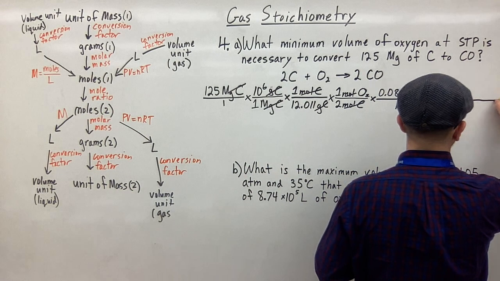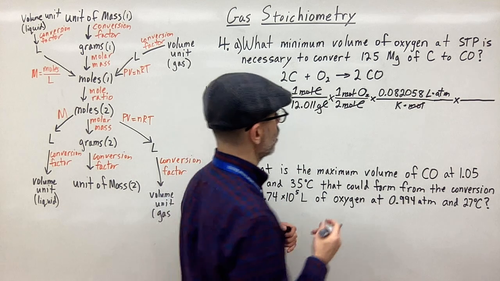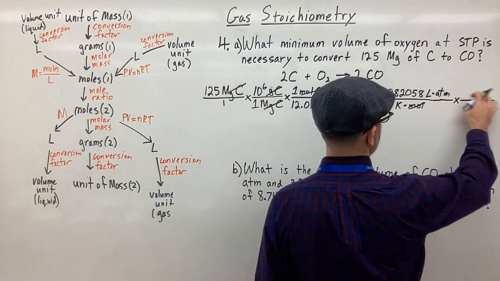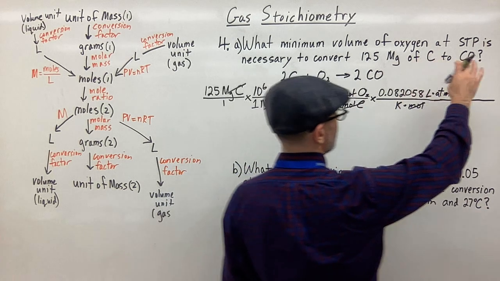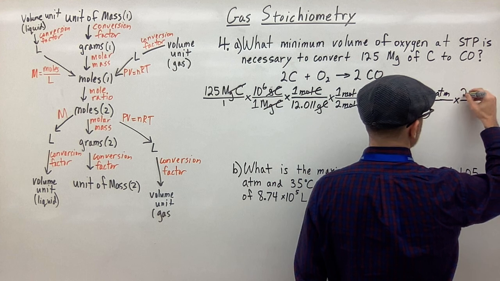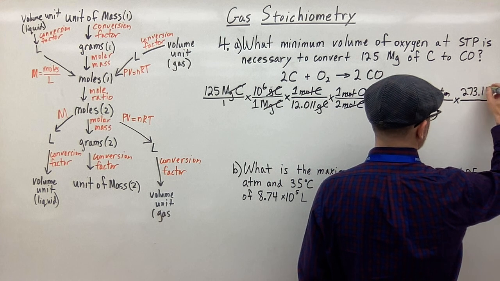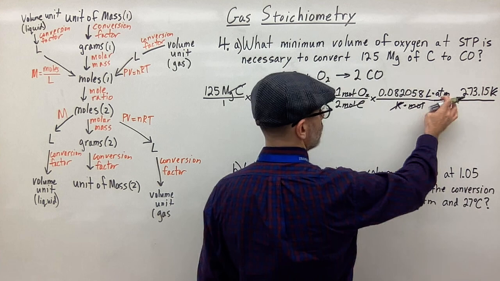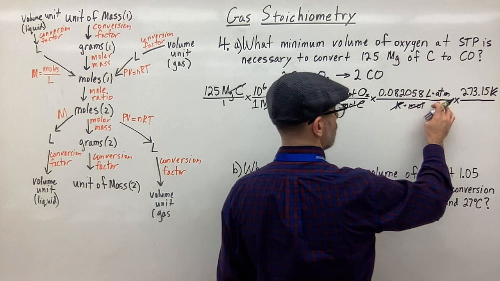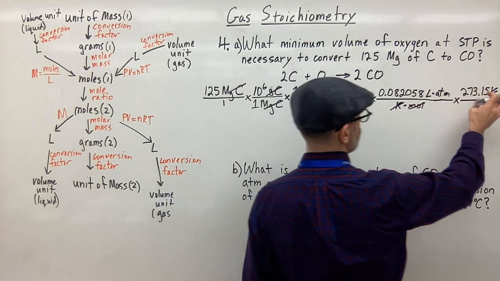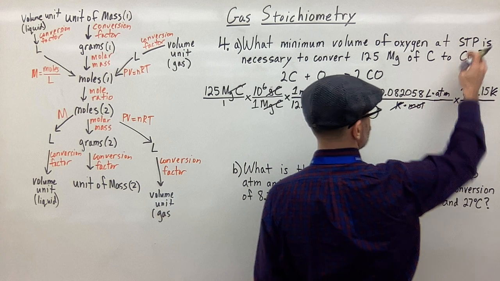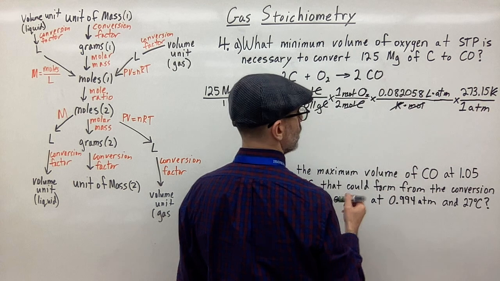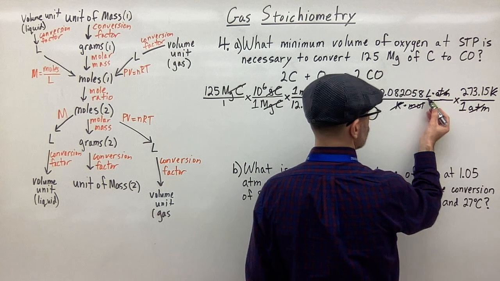So here, since we have Kelvin on the bottom, we're going to put Kelvin on top. We're going to put the temperature on top. So the temperature is, again, 0 degrees Celsius or 273.15 Kelvin on the top. So Kelvins are canceled out. And then on the bottom, since we have atmosphere on top here, we're going to put the pressure in atmospheres on the bottom. Again, standard pressure is 1 atmosphere. So we're going to put 1 atmosphere here. So then the atmospheres cancel out, leaving us with liters.